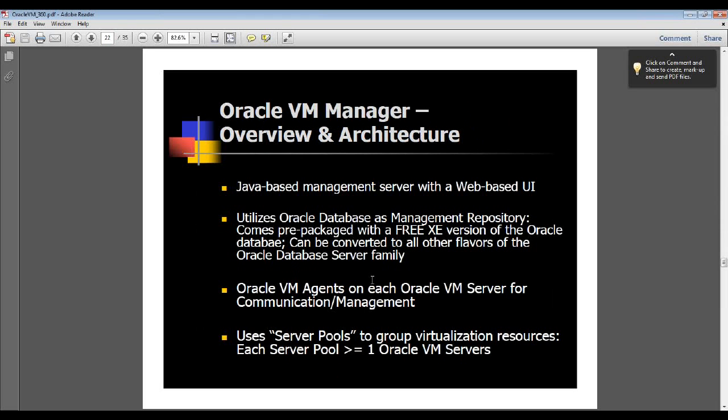Oracle VM Manager is a Java-based management server. It's a great tool, and it greatly enhances your productivity. Within Oracle VM, all your Oracle VM servers are grouped together logically into what's known as server pools. These server pools can be high availability or HA enabled, which allows us to perform HA functions such as live migration, failover, and so on and so forth, which we will practice today as part of the exercises.